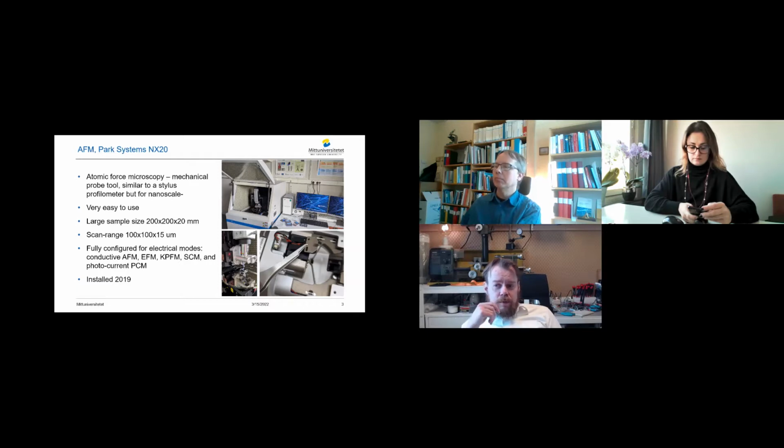And on top of that, this machine is fully configured for electrical measurements. So that means you can do basic conductive AFM measurements, electric force measurements, Kelvin probe force microscopy, but also more advanced stuff like scanning capacitance measurements and photocurrent measurements. So there's a laser attached to this system as well. The system was installed in 2019.